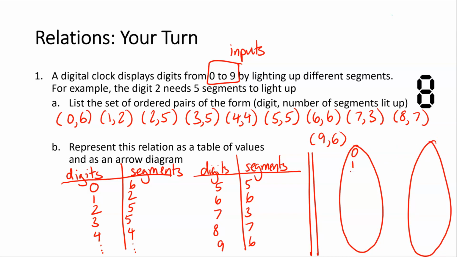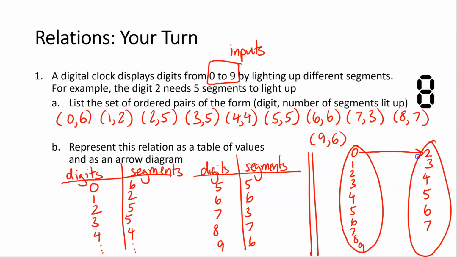Numbers 0, 1, 2, 3, 4, 5, 6, 7, 8, and 9. That's our input set. On the right would be our output set. And we would order this from least to greatest too. So here we have, let's see, we start at 2, there's a 3, 4, 5, 6, and 7. Those are all the possible outputs. And we just draw the arrows to associate the inputs to the outputs.